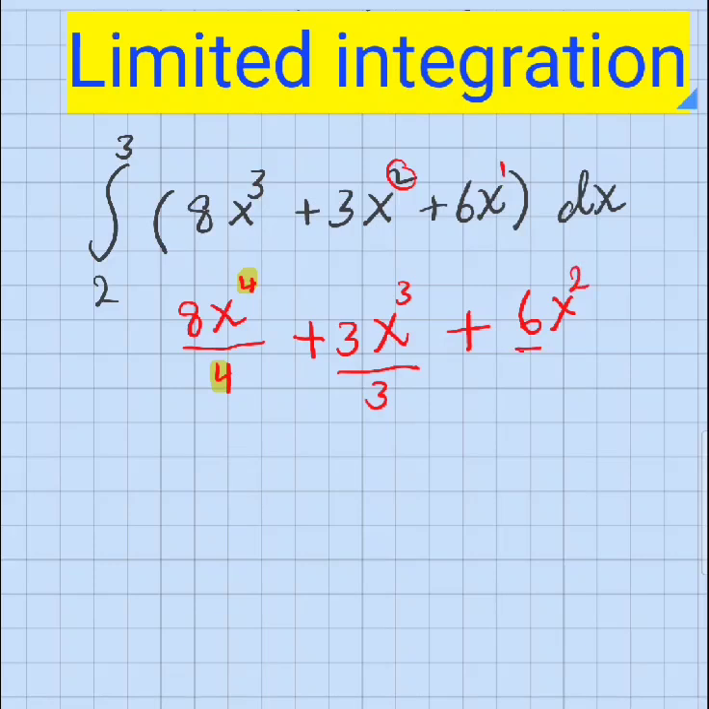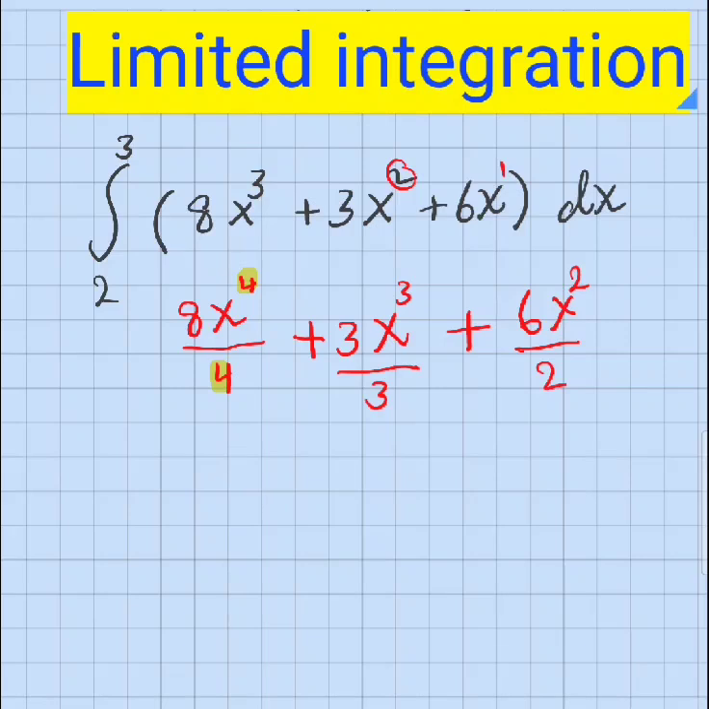If you don't see a number, it's always a 1. This is 6 times x to the first power. So just like before, we're going to rewrite the constant 6, and then the variable, add 1 to the exponent, 1 plus 1 is 2, and then divide by that result.